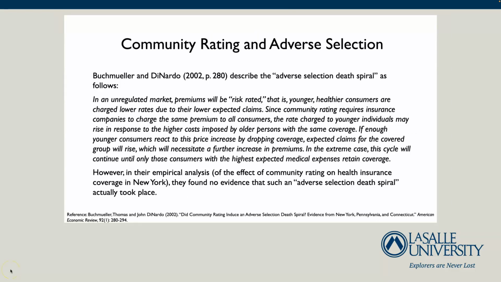One study was talking about this potential for adverse selection, and they call it an adverse selection death spiral, for the following reason. In an unregulated market, premiums will be risk related. That is, younger, healthier consumers are charged lower rates due to their lower expected claims. Since community rating requires insurance companies to charge the same premium to all consumers, the rate charged to younger individuals might rise in response to the higher cost imposed by older persons with the same coverage.